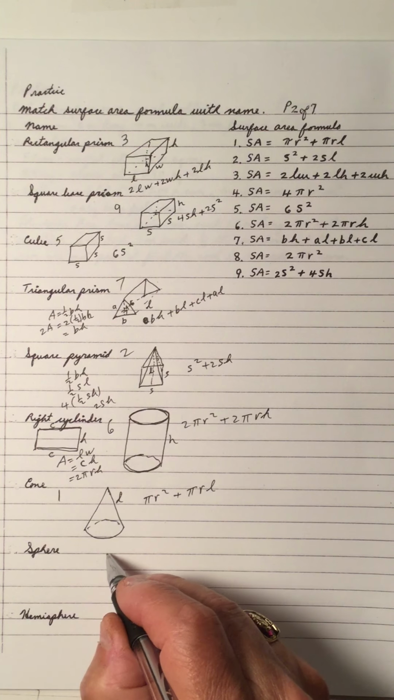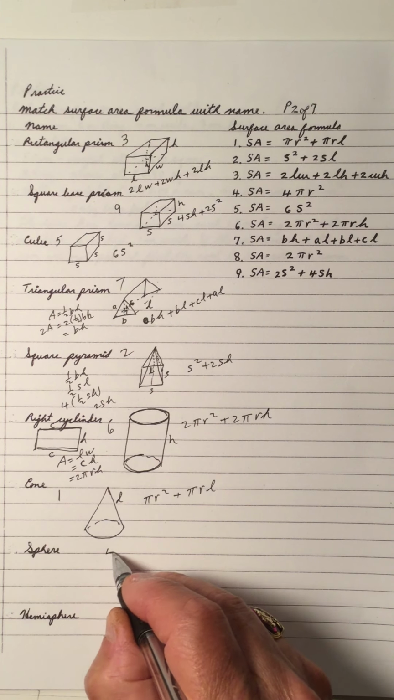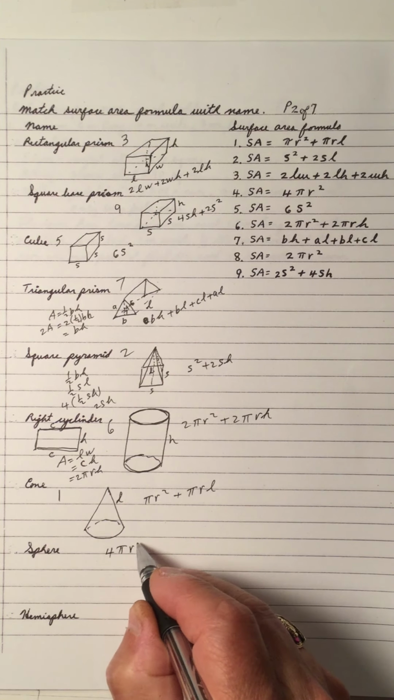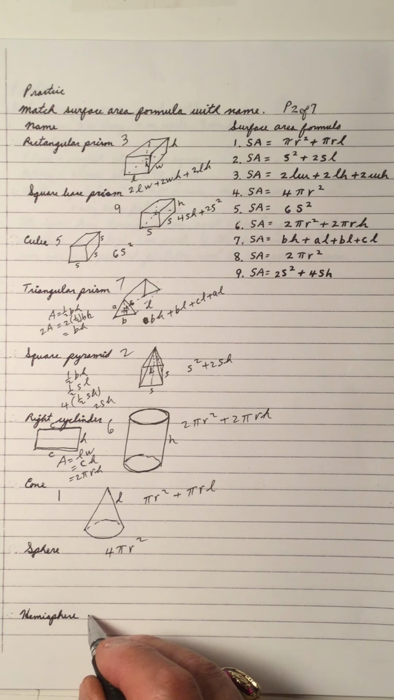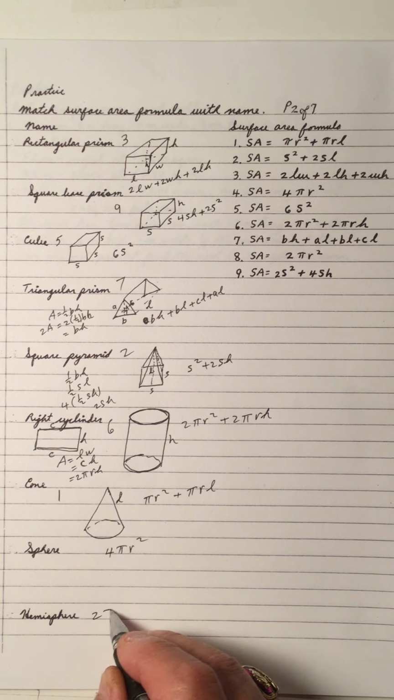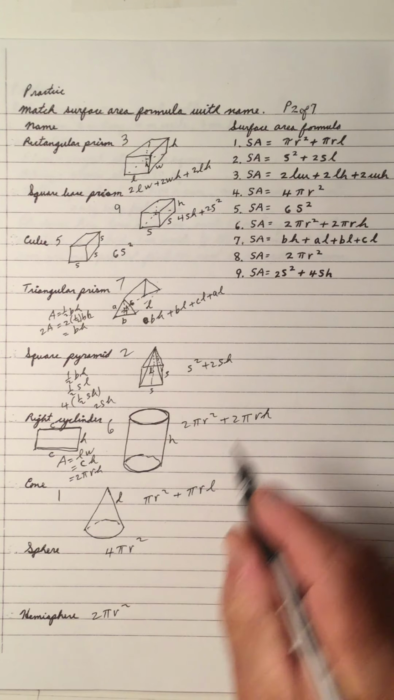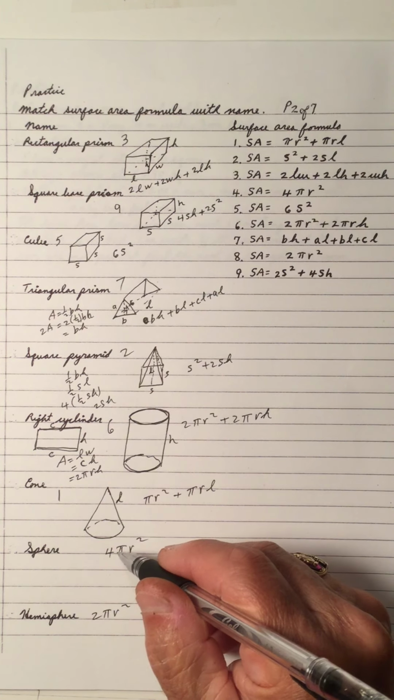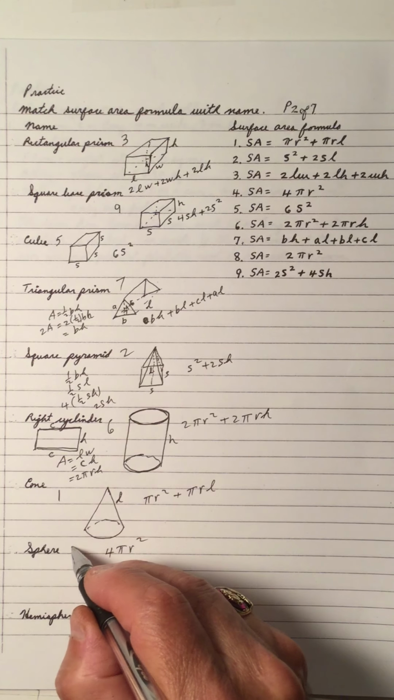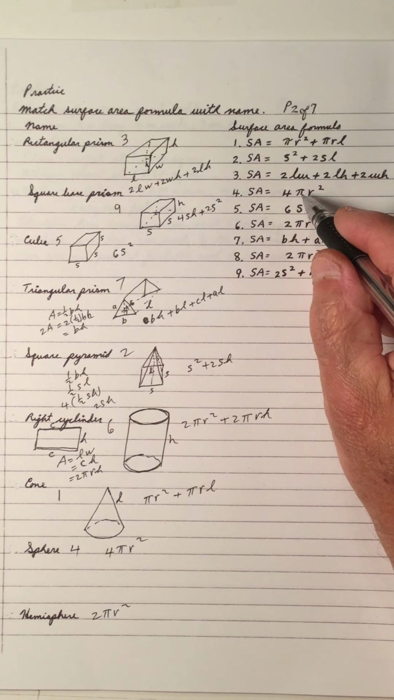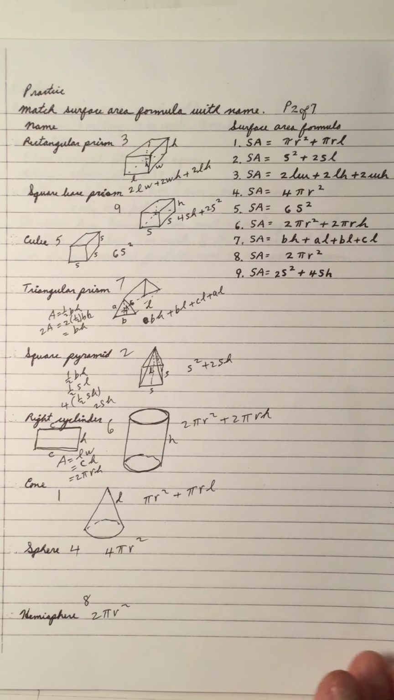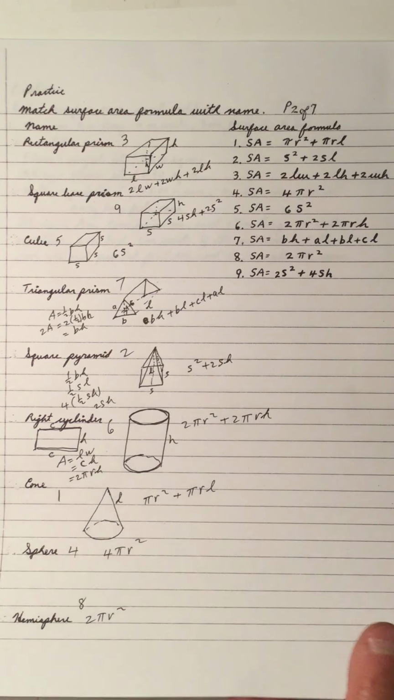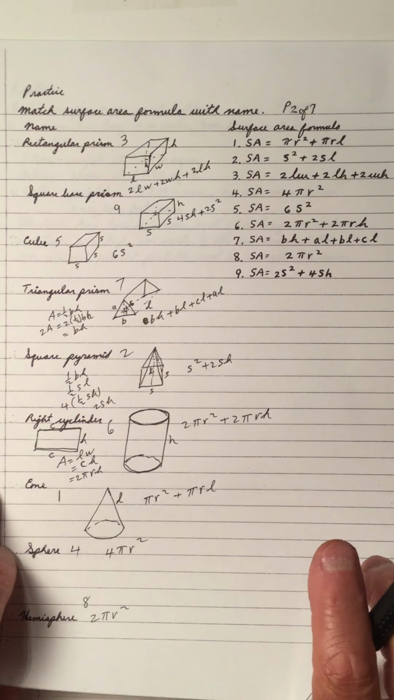And the surface area of a sphere is 4 pi r squared. You have to memorize that one. And the hemisphere, half a sphere, is 2 pi r squared. So that would be a number 4 for the sphere, and the hemisphere is number 8. So those are the formulas that you should memorize for the surface area of different geometric figures.